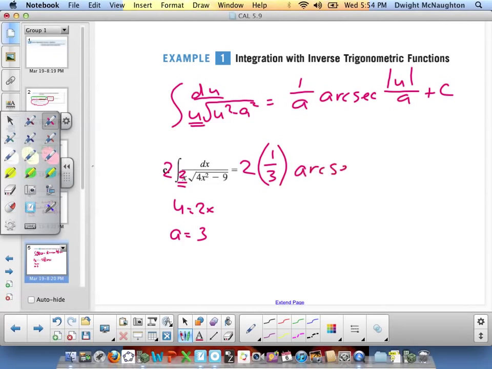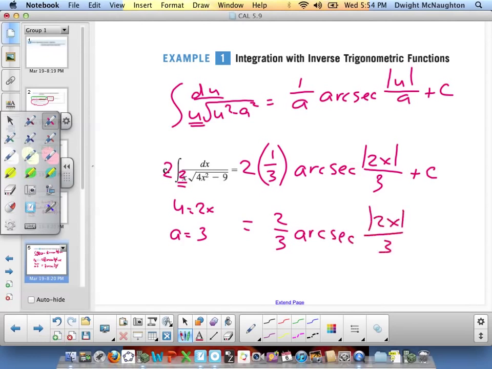Arcsecant, absolute value of u is 2x, so absolute value of 2x over a, which is 3, plus a constant. You may want to clean this up a little bit, depending on what's requested of you. 2/3 arcsecant, absolute value of 2x over 3, plus a constant. All right? A couple more examples.